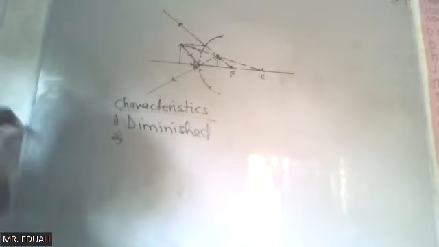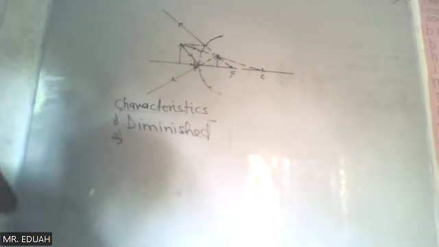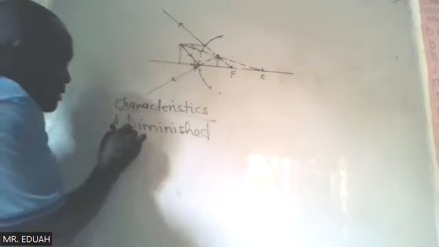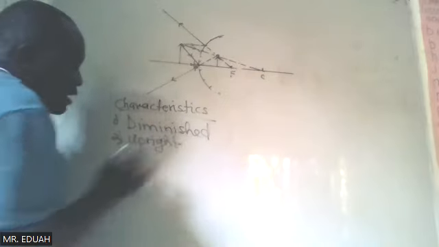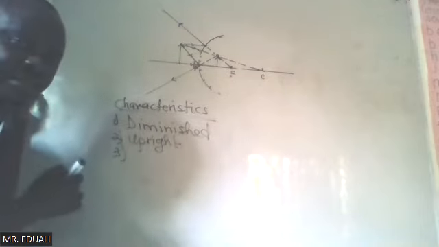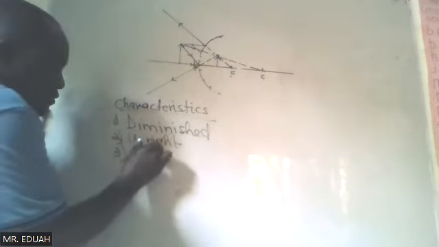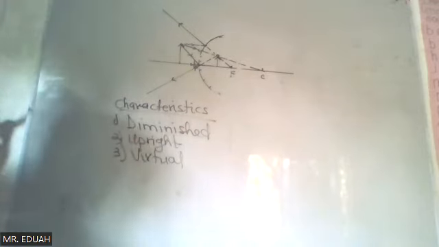Two. Lizzie, go ahead. The image is upright. So diminished, upright, or erect. If the image is upright, then it also means that the image is what? Virtual.